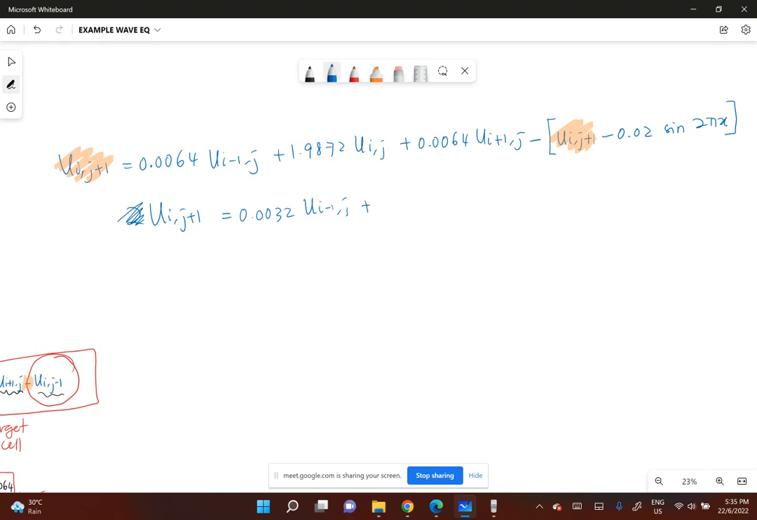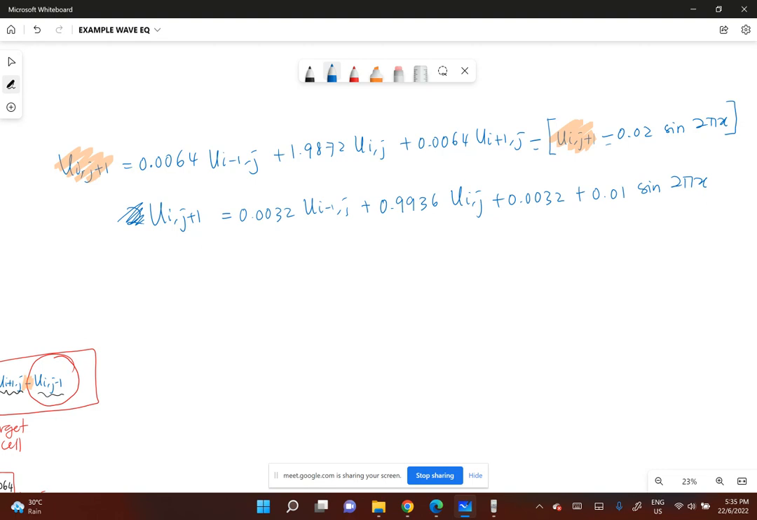Sashri, can you help me to calculate 1.9872 divided by 2? Dapat apa? What do you get, Shaswi? 0.9936. Okay, thank you. Uij plus 0.0032. And then this one negative become positive 0.01 sine 2 pi x.